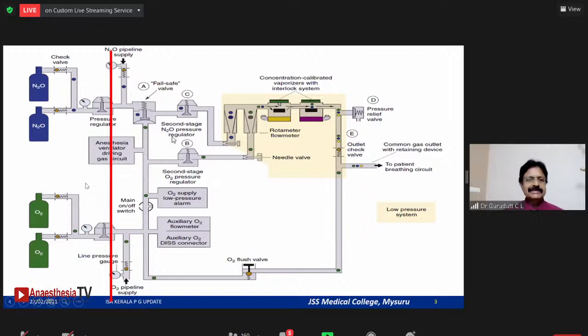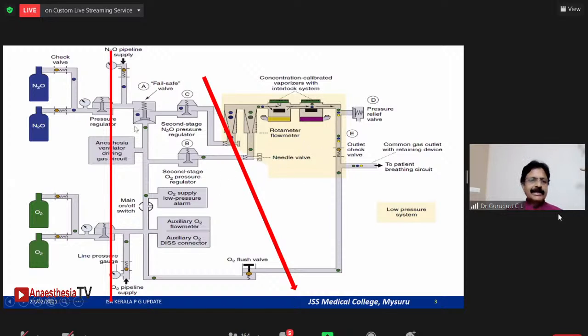And this pneumatic system is usually classified as high pressure system, intermediate pressure system, and the low pressure system. Up to the pressure regulators, cylinders, and the yoke assembly is the high pressure system. From distal to the pressure regulators up to the flow control valves, we have the intermediate pressure system, and beyond the flow control valves up to the common gas outlet, we have the low pressure system or the circuit.